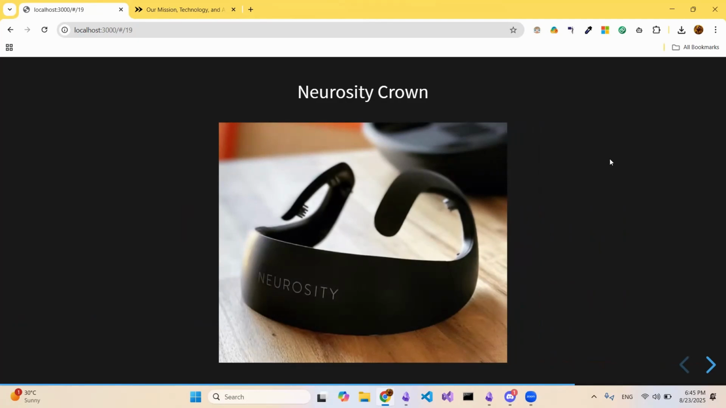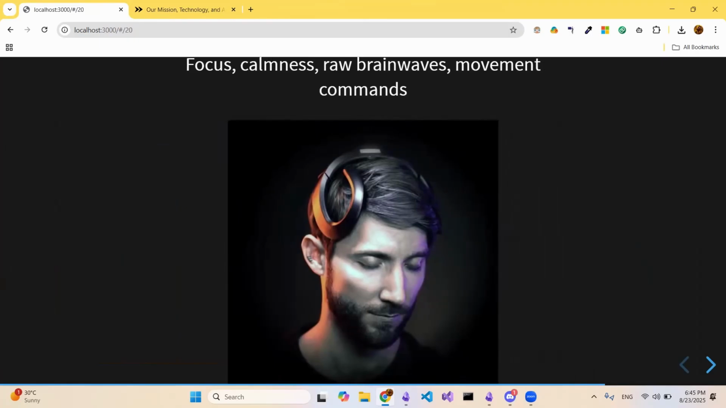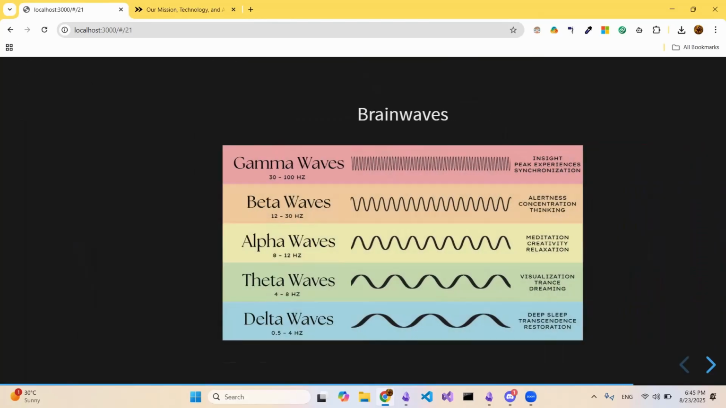It has the electrodes that go onto your head, and it reads your brain activity, and from it, it can figure out if you're relaxed or active, if you're calm or focused or distracted, and it can also figure out if you want to move your left hand or your right finger or things like that. So focus, calmness, brain waves, movement commands. That's what it can do.